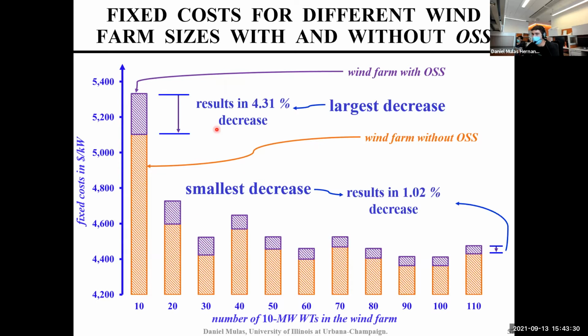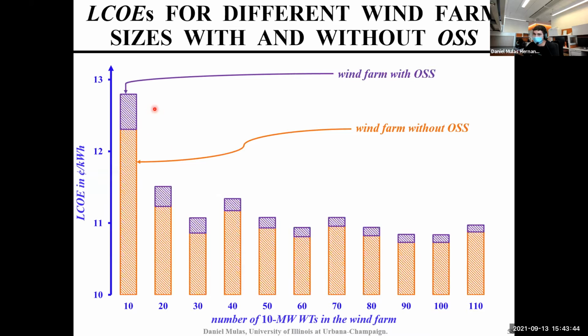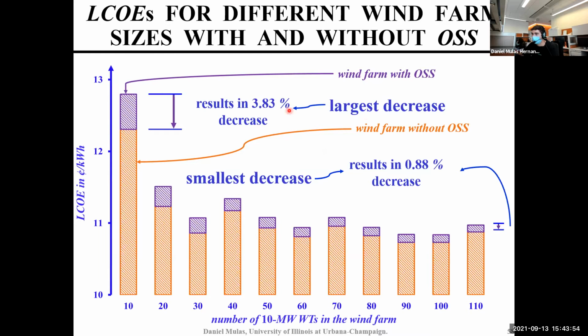And here we see the largest decrease that we obtain, 4.31%, and the smallest decrease, 1.02%. And in terms of the LCOE values, we observe the same. The wind farm without offshore substation obtains lower LCOE values. And here we have the largest decrease and the smallest decrease.